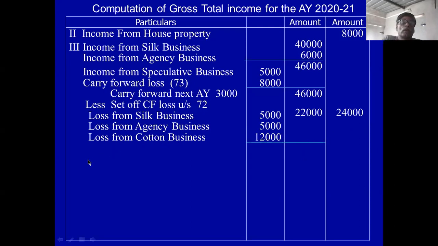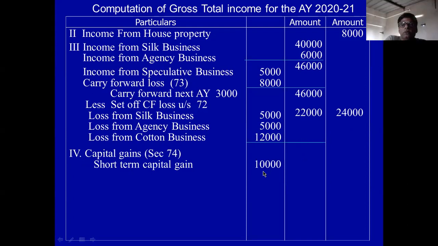Okay. Capital gain, section 74. Short-term capital gain is 10,000. And 12,000 is the loss. Okay, you see here. I'll take 10,000 as income.